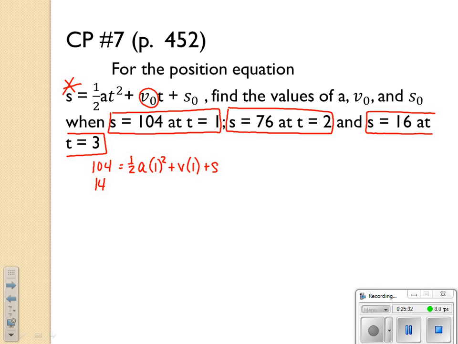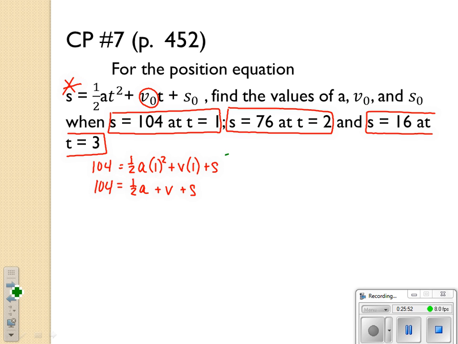104. So I'm going to start simplifying here. We have 1/2 times 1, and then v times 1 is v, plus s. So we have a 3-variable system. Do the next one.